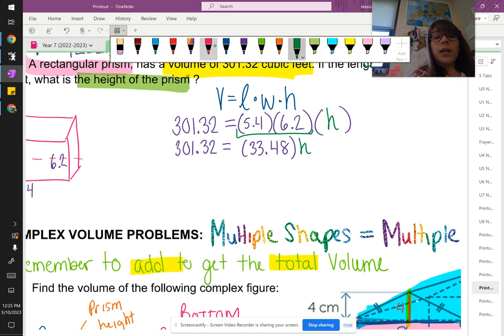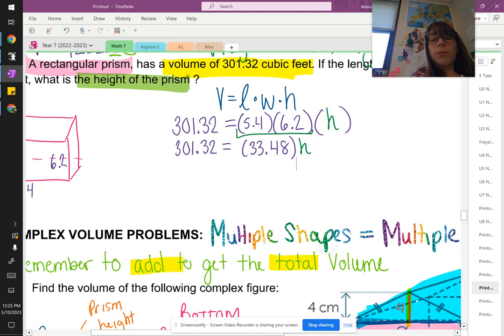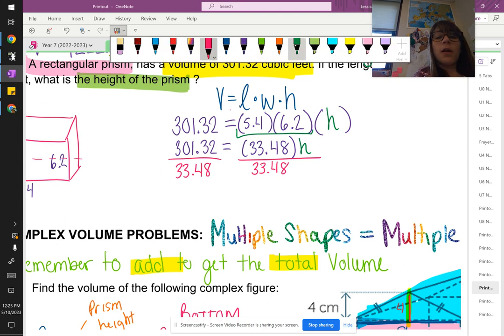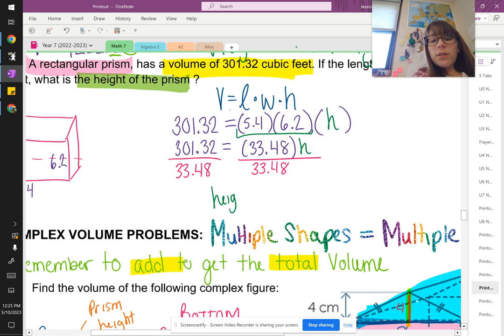And now here we have a little itty bitty baby step equation that you can use to isolate the variable here. H is being prevented from being alone, that was a weird way to say that, by the 33.48. Those two things are being multiplied. So I'm going to do the inverse of multiplication, and I'm going to divide both sides by the 33.48. Mathing that in your calculator gives you a height of exactly 9 feet.